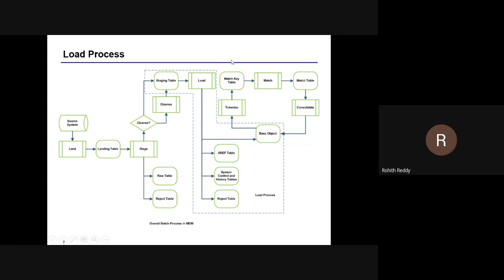Okay. So here, tokenize, match key, match table, consolidate process is there, right? So the match process comes under these blocks. We'll see how the match will work, what types of match strategies are available, and how we can configure those match strategies. As of now, we have two match strategies. One is exact match and another is fuzzy match.